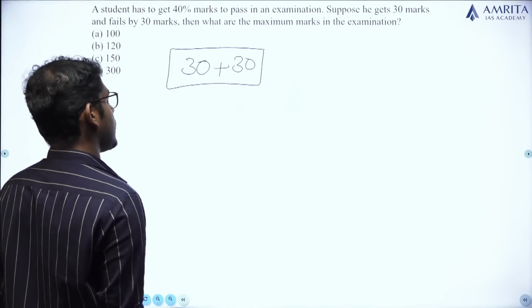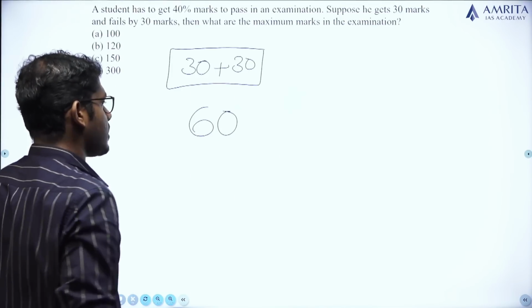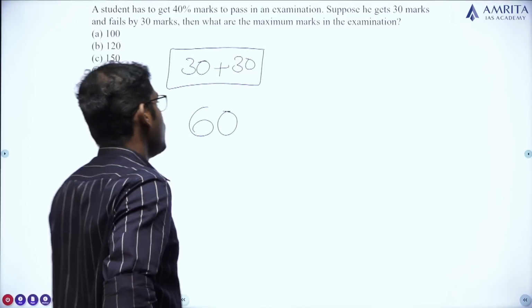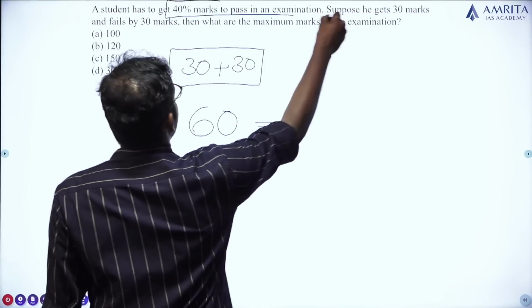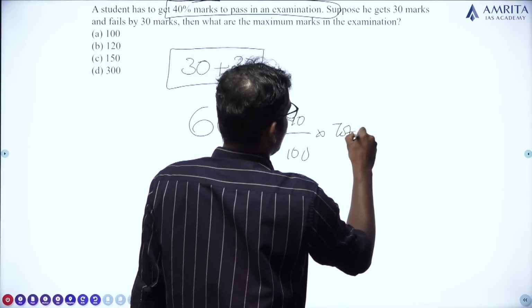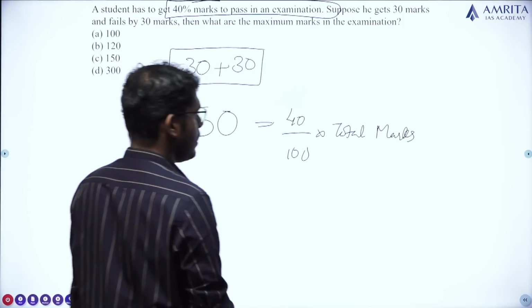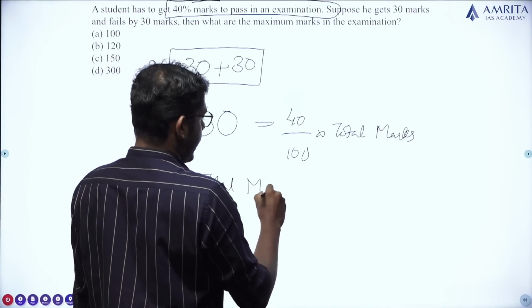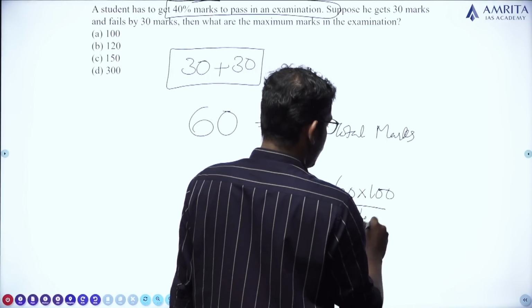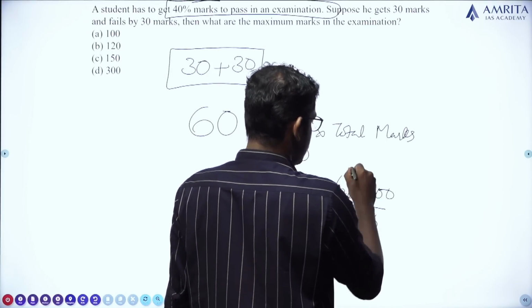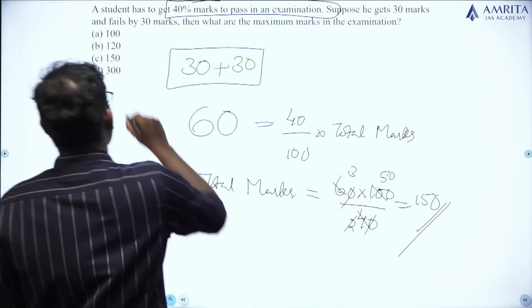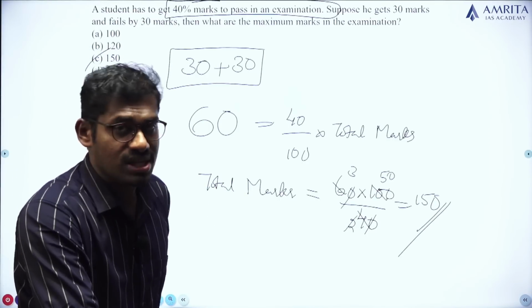So this is the actual mark required to pass, that is 30 plus 30. If a student gets 60 marks, it means he passed the exam. In order to pass, a student needs 60 marks. Clear? This 60 is the 40% of the total marks, that is 40 divided by 100 into total marks. So the total marks is 60 into 100 divided by 40, that is 150. So the maximum marks in the examination is 150.